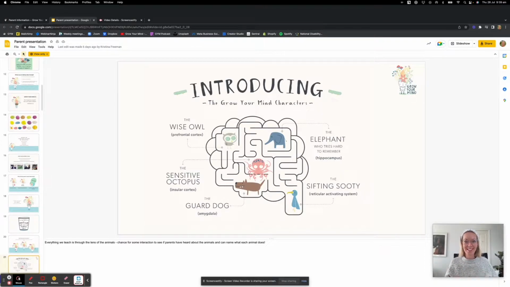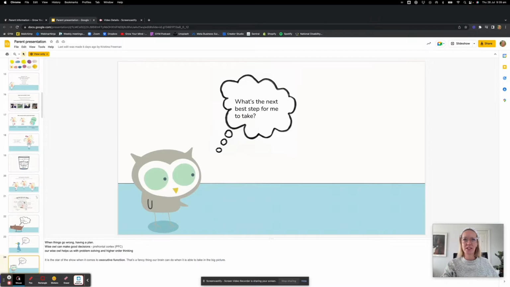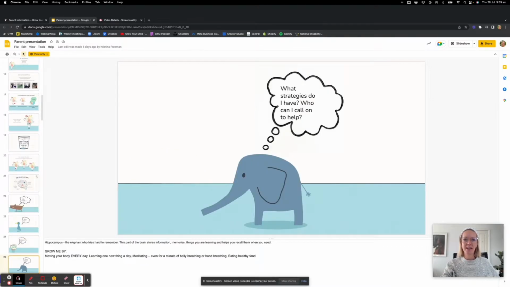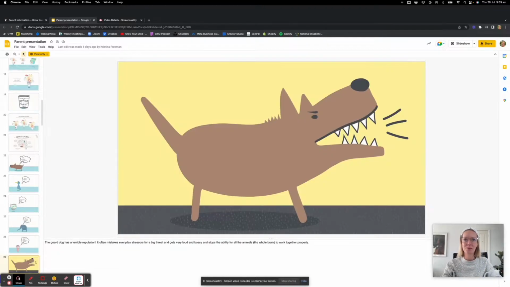And now we go on to introducing the animals and explaining to the parents that this is where you have started with the children, and they may have heard them come home talking about their guard dog. Maybe they've even told mum or dad they need to calm their guard dog down. And here is when you're going to explain briefly what each animal is and their purpose. The guard dog, the sifting sooty, our wise owl, our elephant, and our gorgeous insular cortex, our sensitive octopus.